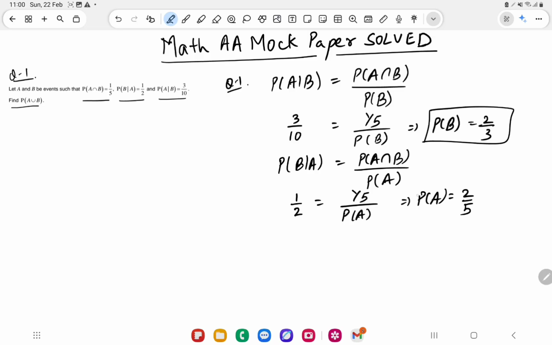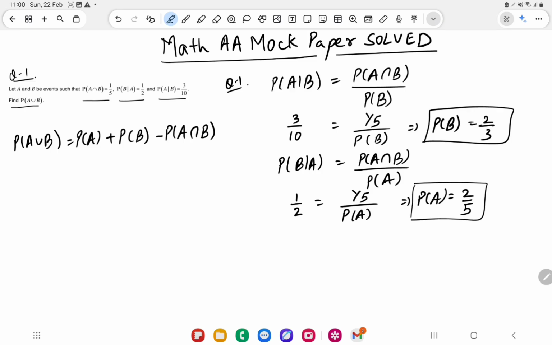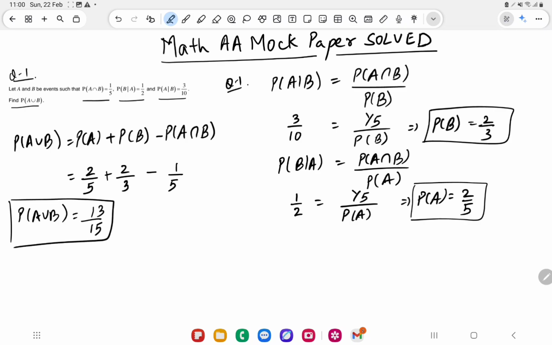Now I will be using P(B) and P(A) to find P(A union B). We will apply the addition formula. P(A union B) is nothing but the probability of A plus the probability of B minus the intersection, or the common portion between A and B. P(A) is 2 by 5, P(B) we calculated as 2 by 3 and P(A intersection B) is given as 1 by 5. Now after taking LCM, we will get 13 upon 15 as our answer. So P(A union B) will be 13 by 15.